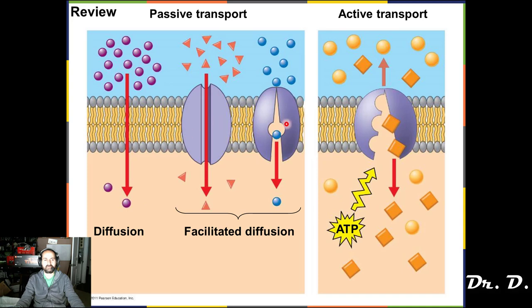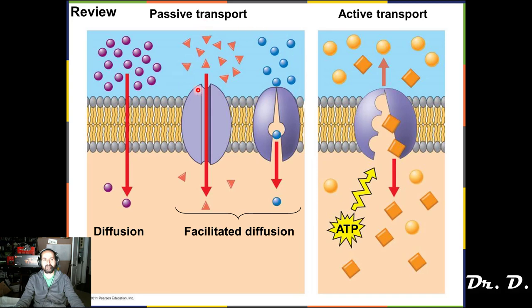So all three of these are examples of diffusion, but only the one on the left, the purple dots, represents simple diffusion. The other two represent what's called facilitated diffusion. Let me explain what that means. Look at these triangles. These triangles want to go across the membrane. And these blue circles want to go across the membrane from high to low concentration. But can they go directly through the membrane? No, these ones can't.